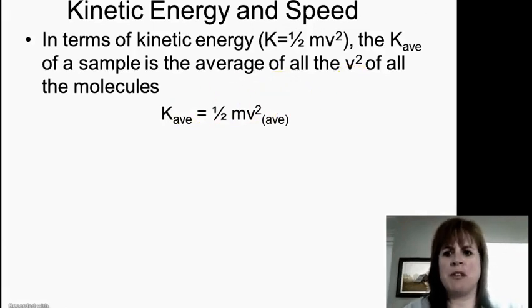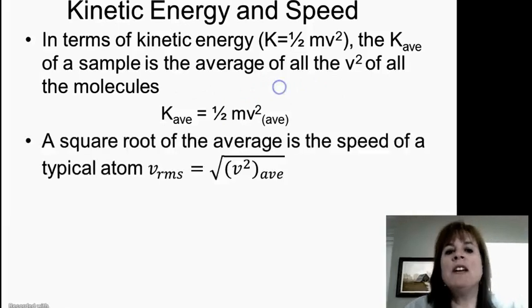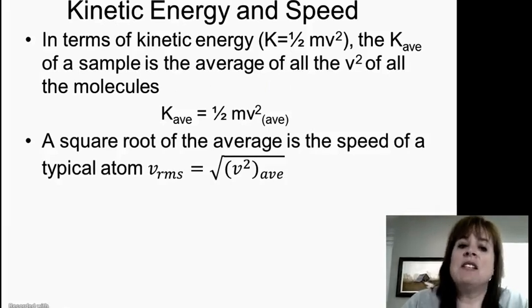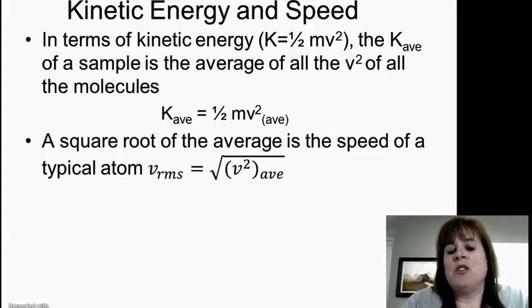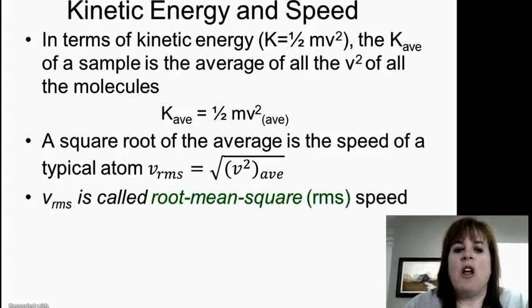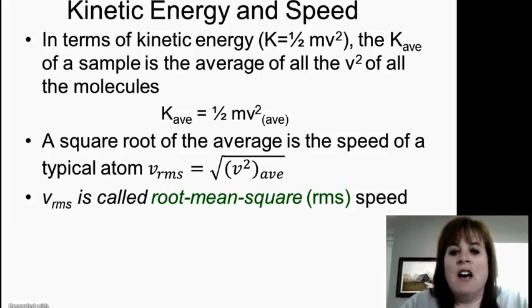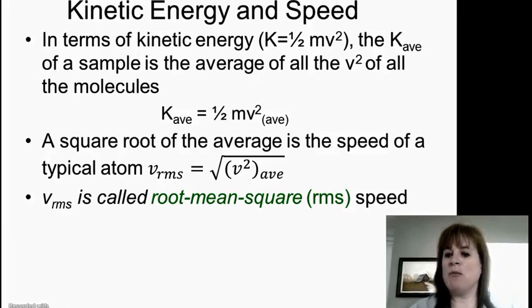But this is kind of cumbersome. I've got to square all these velocities and then take an average. Well, isn't there a better way? Well, there is. If we take a square root of the average, this will actually give me the speed of a typical atom. So we actually have a name for this. This is called VRMS, or the root mean squared speed of a molecule. So the root mean squared speed of a molecule is just the square root of that average, and that would be the typical speed of an atom in the sample.